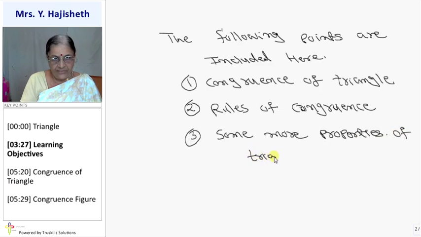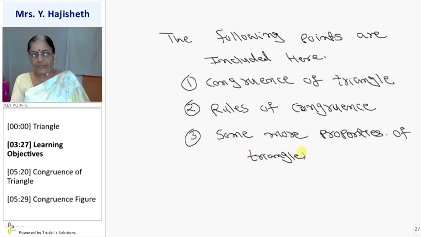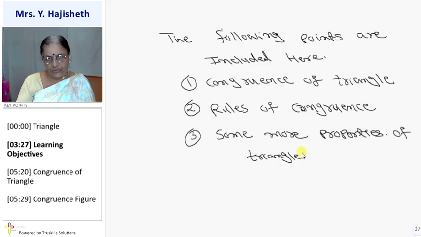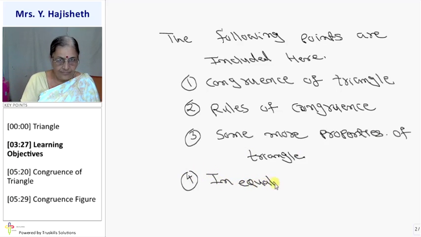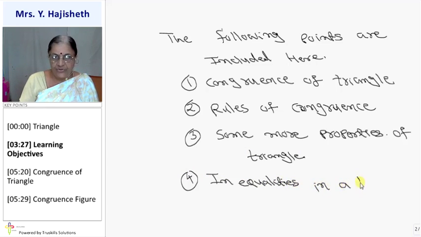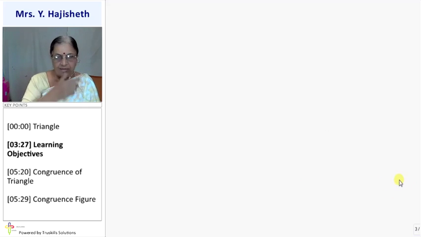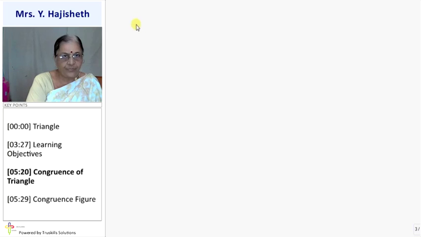Two properties of triangle we have learned in chapter number 6: angle sum property and exterior angle is sum of interior opposite angles. And the fourth point we are going to study here is inequalities in a triangle, okay? First point, which we are going to discuss just now, is congruence of triangle.